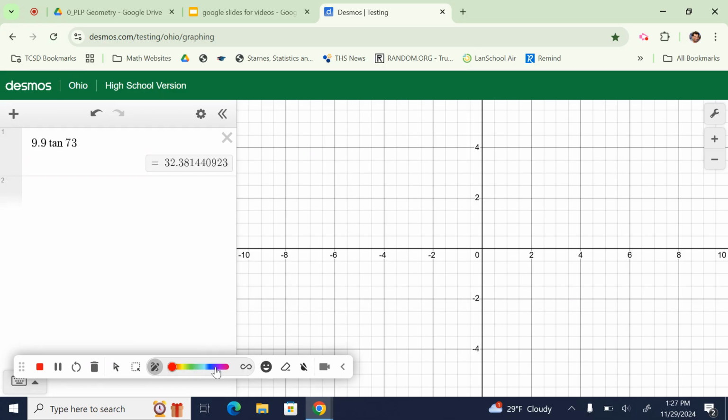It wants it rounded, I think, to the nearest tenth. So without rounding, X would be 32.38. I'm going to round to the 3, so I look at the 8. The 8 is above 5, so it rounds the 3 up to a 4. So our value of X here was 32.4. And that is how we use trigonometry to find missing side lengths. If you look at your picture, that side is bigger than 9.9. It's a little bit longer, so it makes sense that it's a little bit bigger.